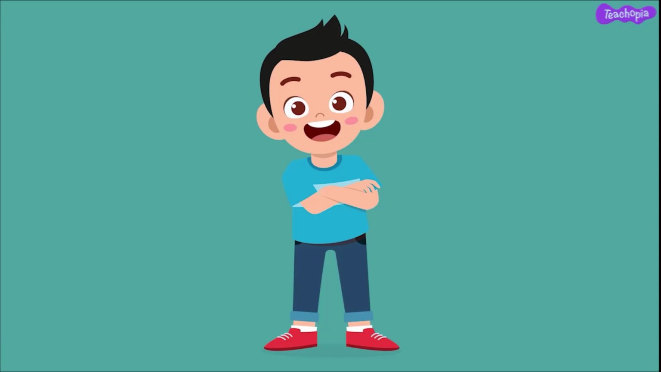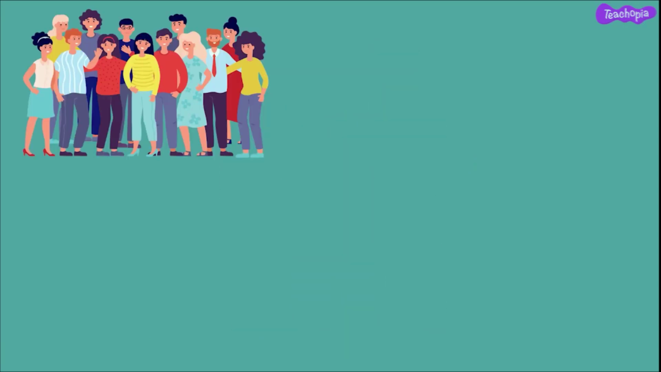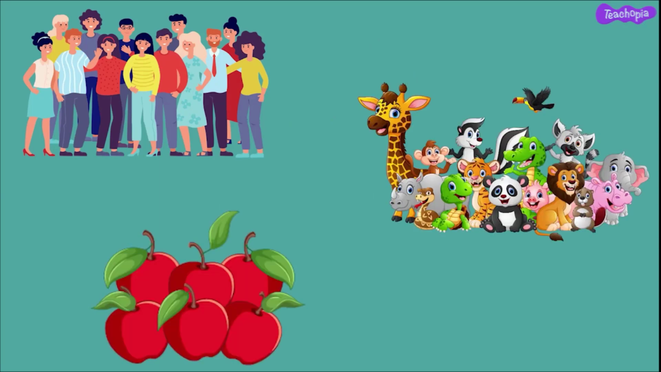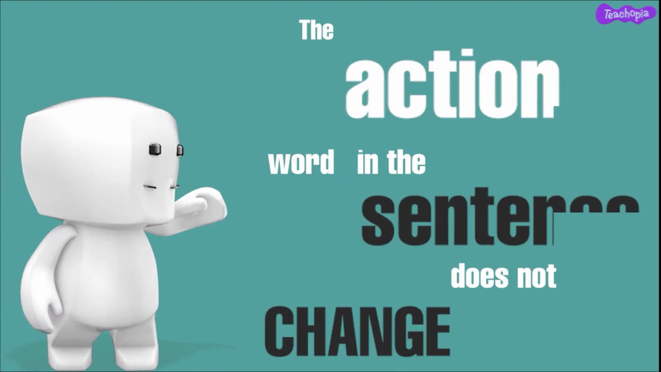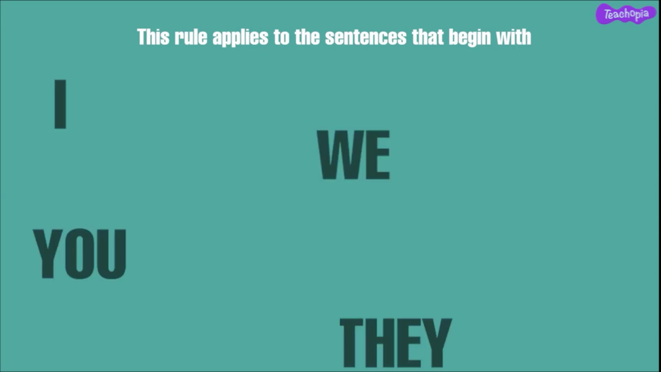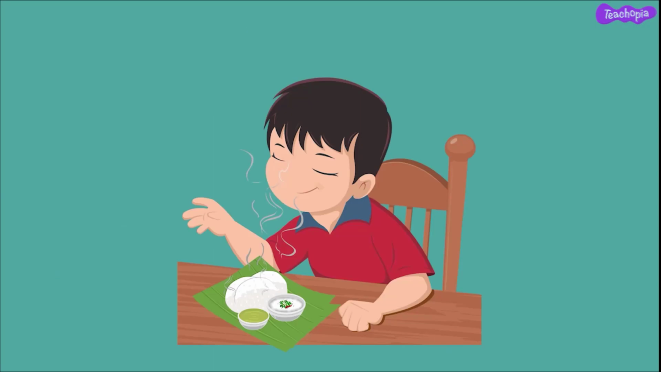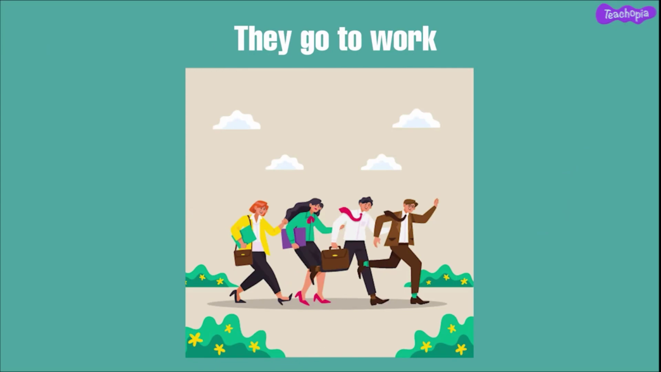When we're talking about ourselves, someone we are talking to, or a group of people, animals, or things, the action word in the sentence does not change. This rule applies to sentences that begin with I, you, we, or they. For example, I eat idlis. You can fry papads. They go to work.